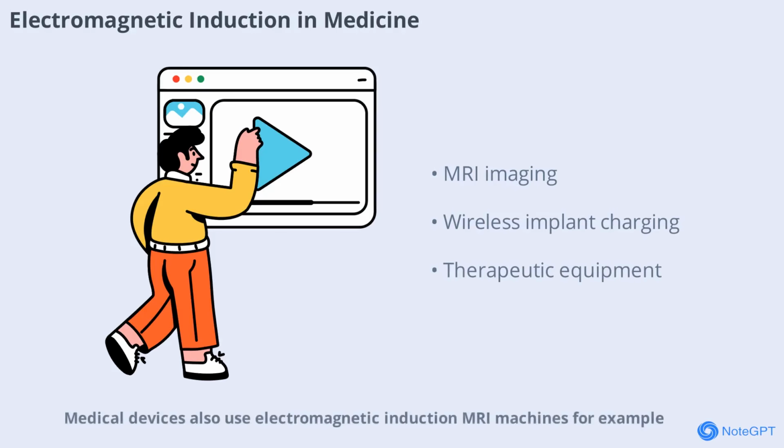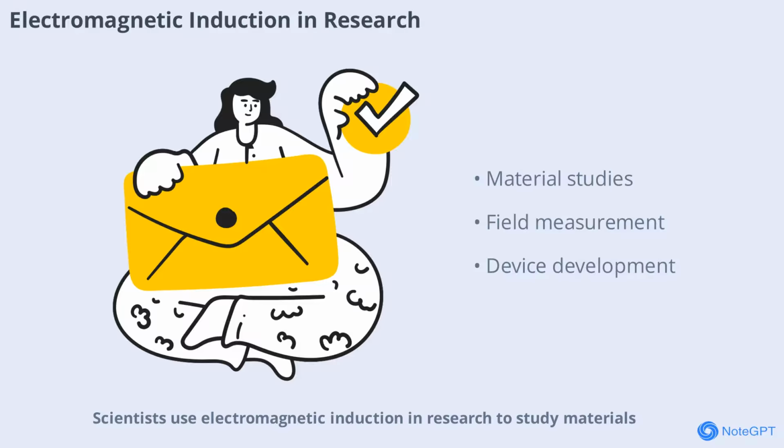Medical devices also use electromagnetic induction. MRI machines, for example, use powerful magnets and changing magnetic fields to create detailed images of the body. Induction is also used in wireless charging for medical implants and in some types of therapeutic equipment, highlighting its versatility beyond power generation. Scientists use electromagnetic induction in research to study materials, measure magnetic fields, and develop new technologies.